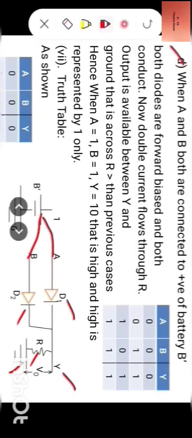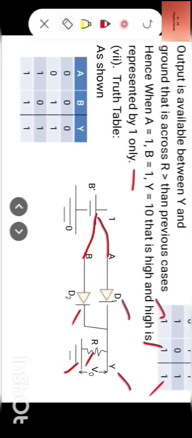Hence, when A is 1, B is 1, Y is 1 0. 1 plus 1 is 1 0, and for presence we write 1, we don't write 0 here. The output is 2 times high, that is high, and is represented by 1 only. 1 0 is binary of 2, 1 plus 1 is 2, and 2 we write in the binary system of numbers as 1 0, so 1 0 means high, which we represent by 1. Okay, this is how we explain the function of OR gate.